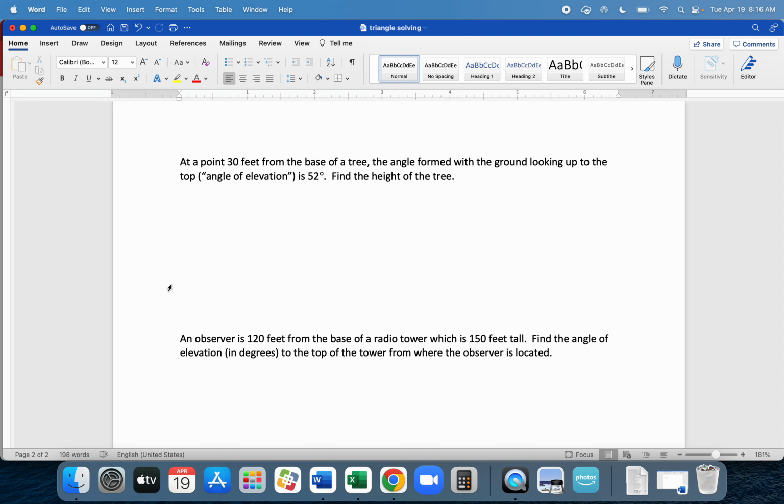So angle of elevation. At a point 30 feet away from the base of a tree, the angle of elevation is the angle up from the horizontal toward the top of the tree. This angle of elevation is always going to be measured between the horizontal and something above the horizontal, so just like a standard position angle. There's also a phrase that you'll see every once in a while, angle of depression. It's the same thing, but measured down from the horizontal.